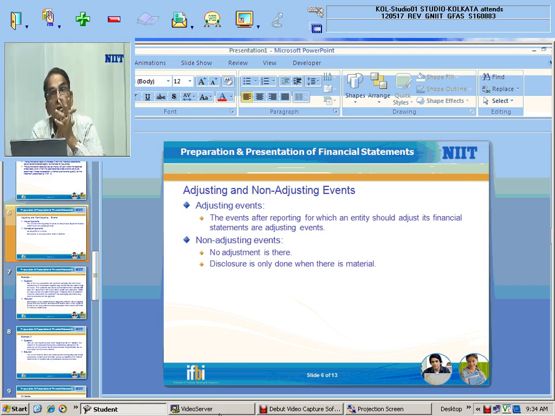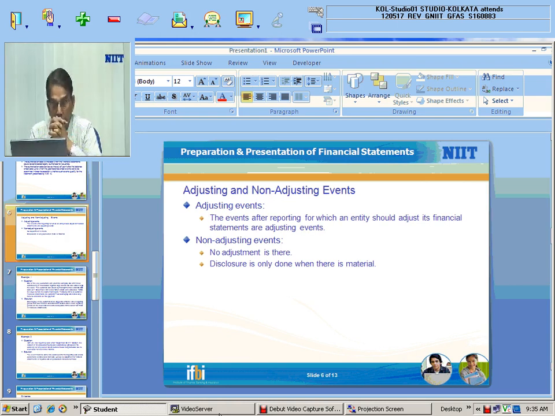So those are non-adjusting events, which are not known at that point of time. Basically, what is not an adjusting event we can consider as a non-adjusting event. That means a non-adjusting event does not provide evidence of a condition which existed on the balance sheet date for which necessary adjustment should be made. So for non-adjusting events, no adjustment is needed, only disclosures if the non-adjusting event is considered material.